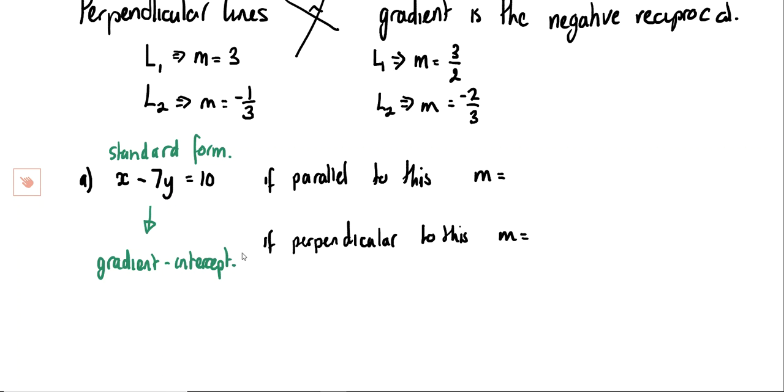But the easiest way to do it is to rearrange that into a different form, and we could try and rearrange it into this form, but it's not the easiest one. We can actually go straight from standard form to gradient and intercept form. All right, and how do we do that? Well, gradient intercept form looks like what?